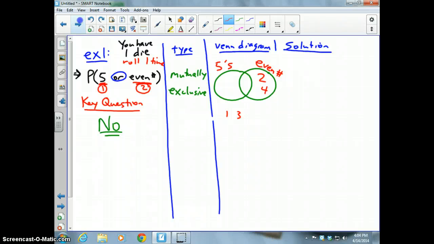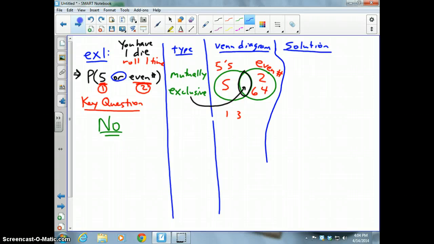That's good. A 5. Well, 5 is a 5. It's not an even number, so it'll go there. And 6. 6 is not a 5, but it is even, so it would go in there. Now, if you notice, I'm going to outline in black the intersection of the two circles, there is nothing in there. That is what mutually exclusive means. There is nothing in that intersection point.